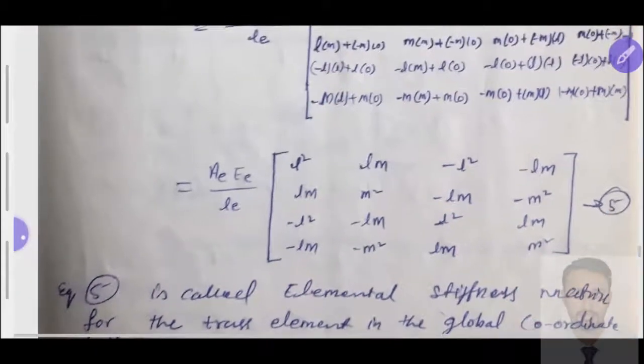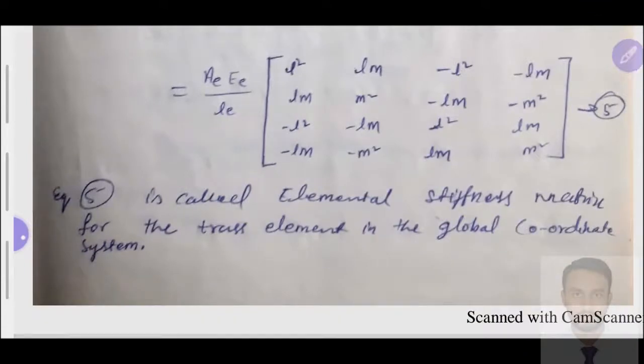So I'll give you equation number 5, that is the global stiffness matrix for a truss element.